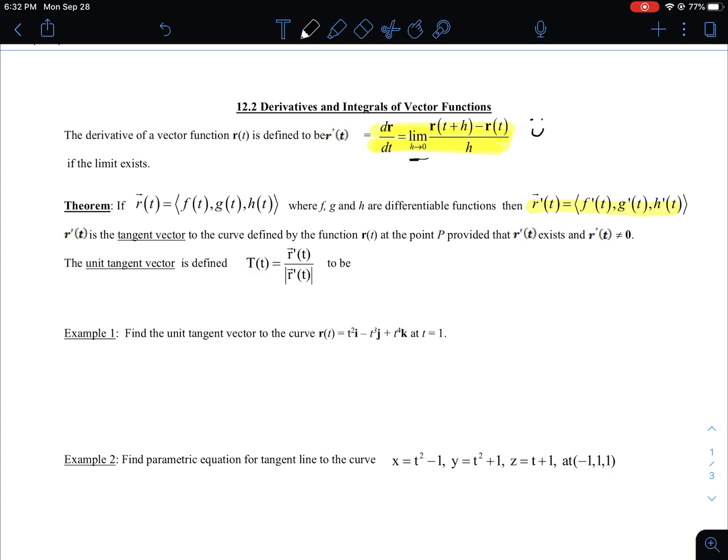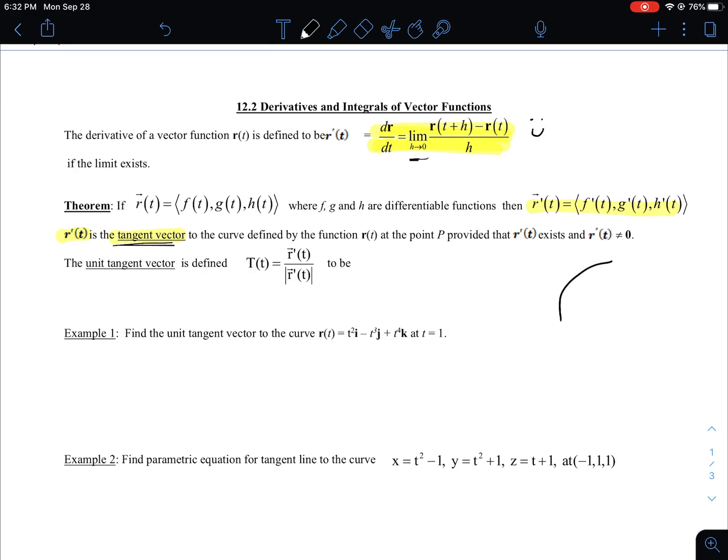Okay? We also call r prime of t, because the derivative of a vector is another vector, a tangent vector. So in the past, when you took the derivative of a function, you got some kind of slope, but you still had to write the equation of the tangent line. We're going to do that in a second. We're going to write the equation of a tangent line, but we are creating a vector that is tangent to the curve.